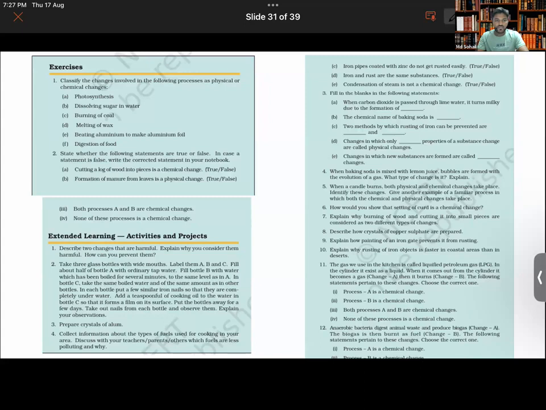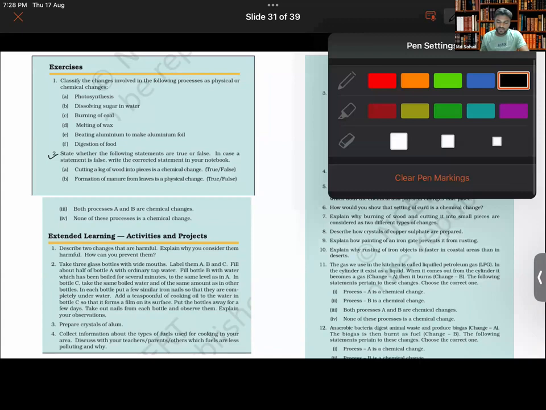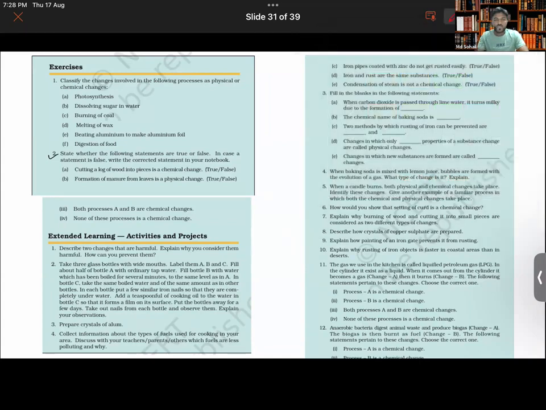Second question, true or false. State whether the following statements are true or false. In case a statement is false, write the correct statement in your notebook. Cutting a log of wood into pieces is a chemical change. Is it true? It's false. Okay. Next one, Sundar, what would be the answer? Formation of manure from leaves is a physical change. Is that true? That's false. That is obviously false.